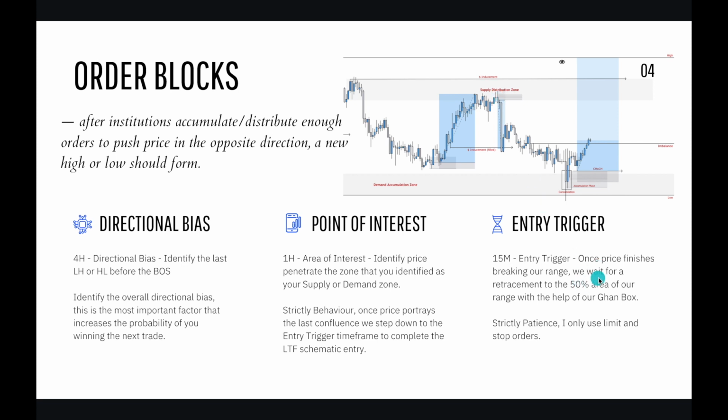So once price finishes breaking our range, we wait for a retracement to the 50% area of our range. As you guys can see here, we have targeted the 100% area or the 0% area, however you want to look at it. So this is the 0%, and the middle part is always 50%. So here we have entered off the 0%, but here we have entered off the 50%, and here we have entered off the 0%.